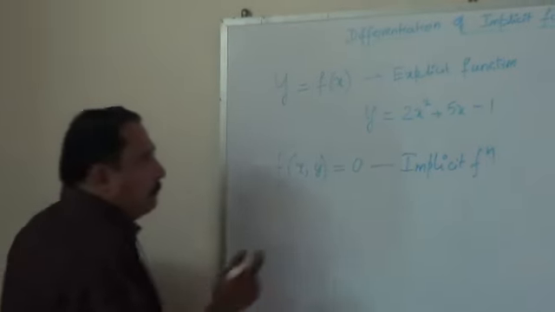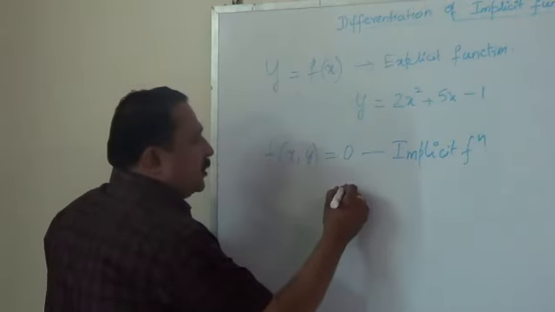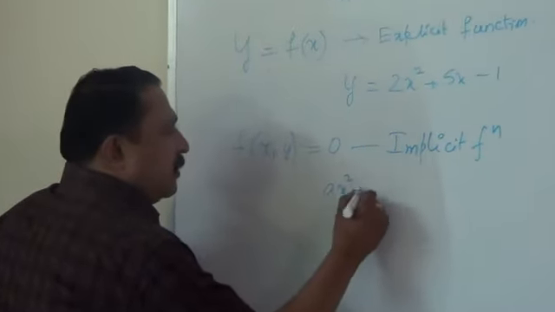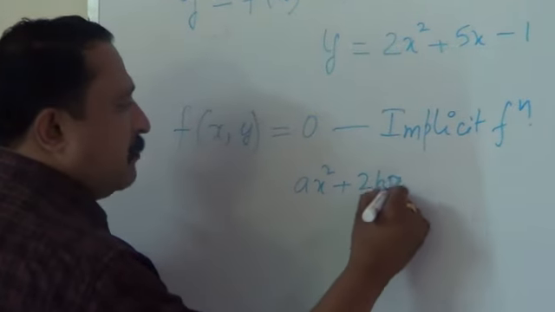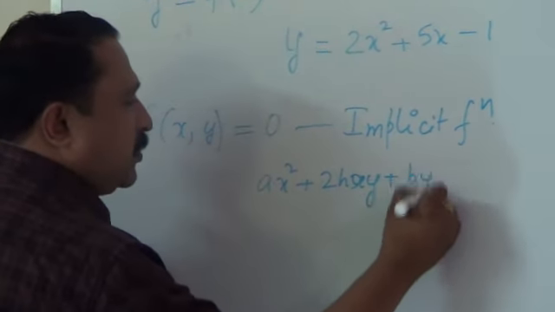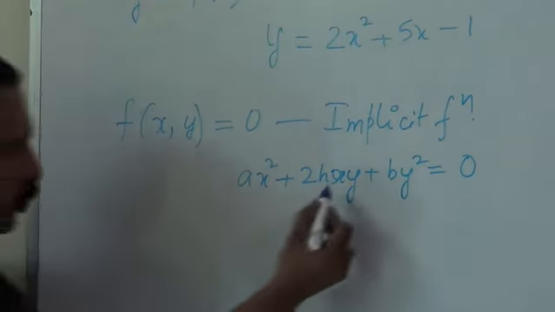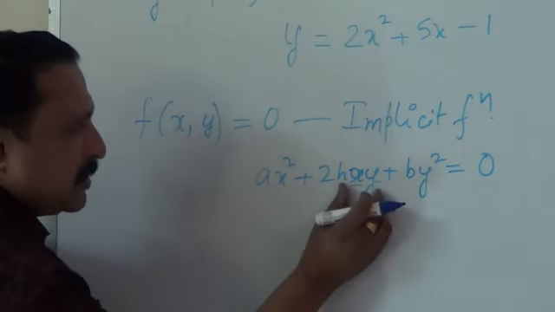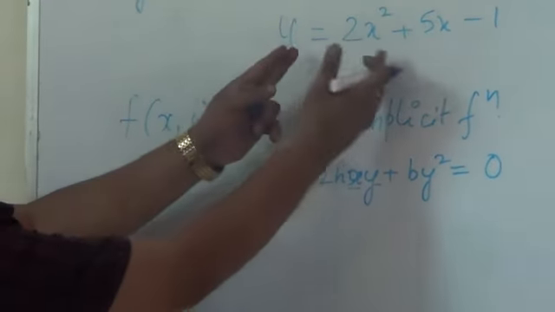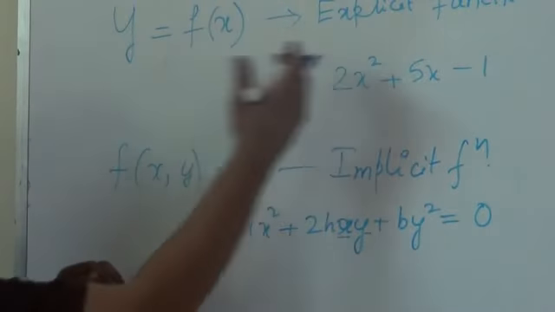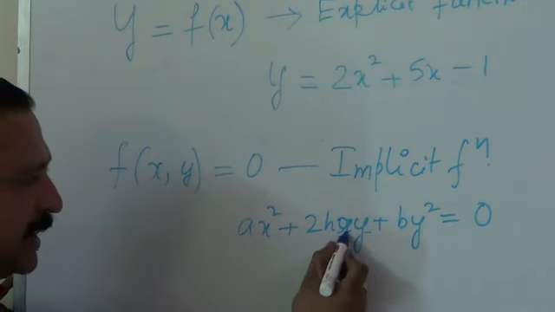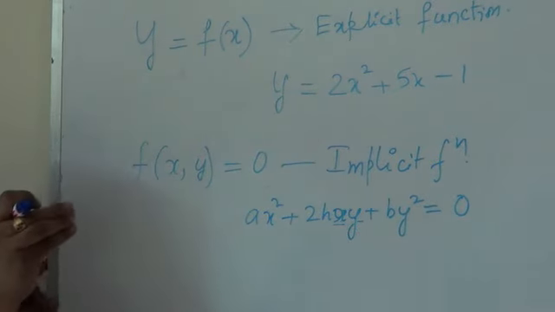For example, look at this function. Say ax squared plus 2hxy plus by squared is equal to 0. Here, both the variables x and y are present together. They are not separate as in this case. Here y is separate and x is separate. But here x and y are present together.